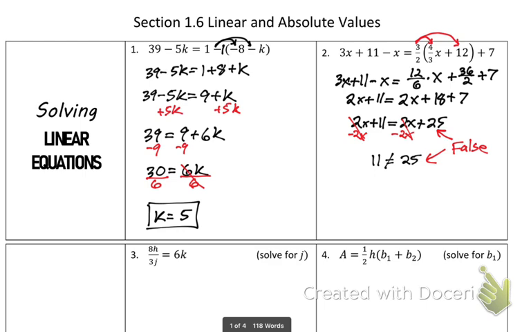It doesn't matter when you recognize it. You just need to recognize that that is a false statement. A false statement means it's inconsistent. So you have two ways to put inconsistent. We can just write inconsistent.